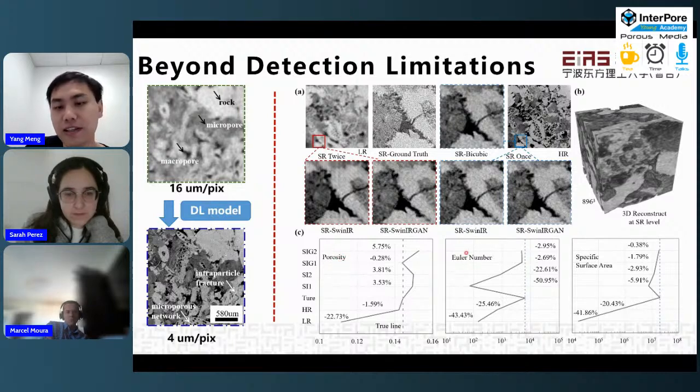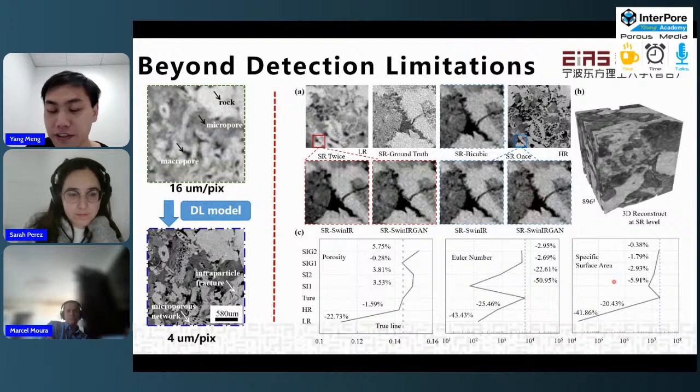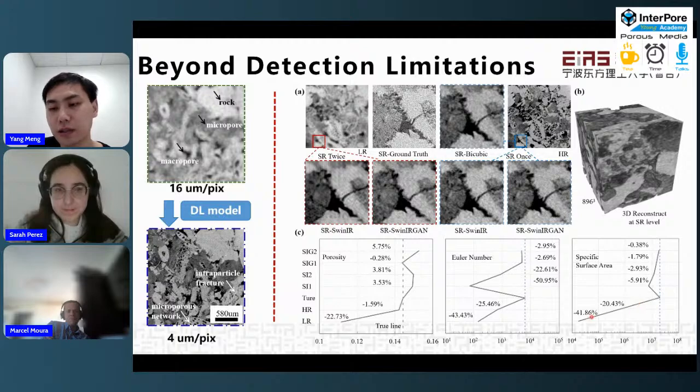And the Euler's number is similar. More mini pores will be connected together, and the algorithm will detect them. So the Euler's number will increase, and increase significantly from the high to the extremely high. Also, the specific surface area will increase through the resolution changes.